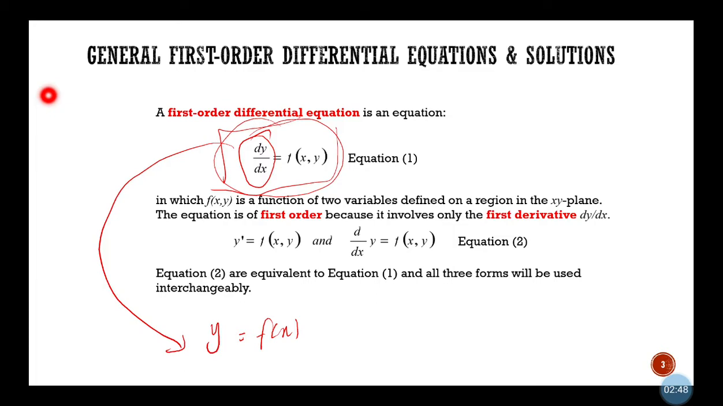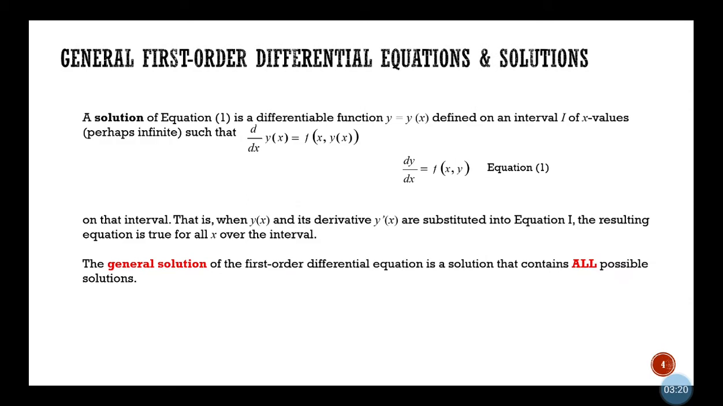Okay, so what I just explained is being stated here, in which f(x,y) is a function of two variables defined on a region in the xy plane. Okay, so this equation 2 is another form of how we express the differential equations. Okay, all the three forms can be changed interchangeably. If you do not like this form, you can use equation 2's style. Okay, alright.